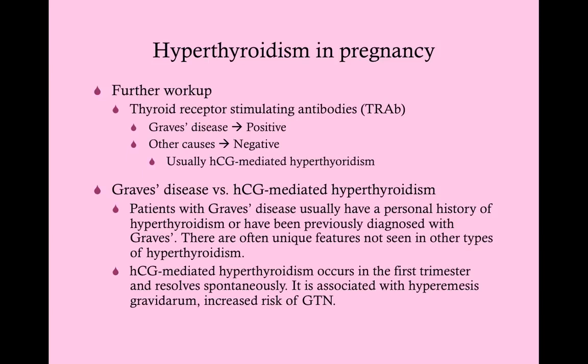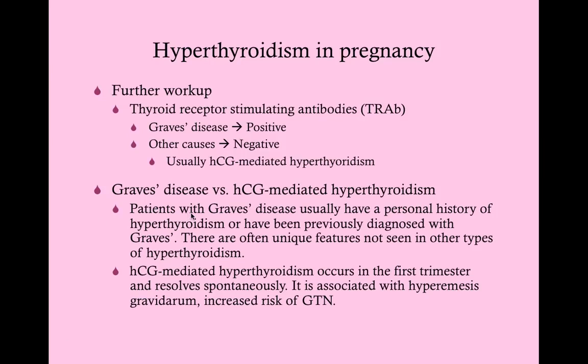So the question, when it's between Graves' disease and HCG-mediated hyperthyroidism, of course, getting those labs is a very definitive way of determining what it is. But there are some clinical clues as well. So patients with Graves' disease will usually have a personal history of hyperthyroidism, whether it was diagnosed as Graves' disease or not. Because with HCG-mediated hyperthyroidism, because it's HCG-mediated, they're not going to have it before the pregnancy because they didn't have HCG before the pregnancy.